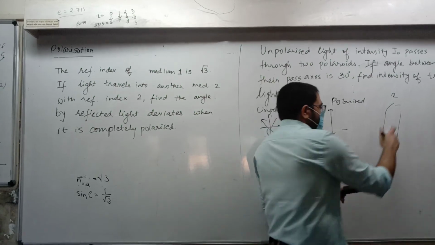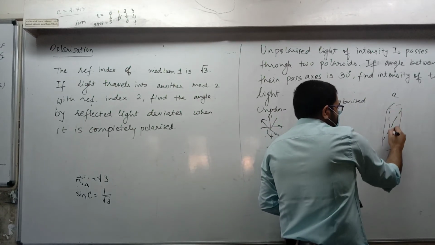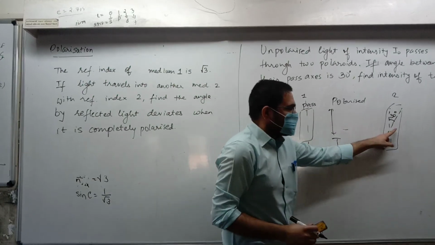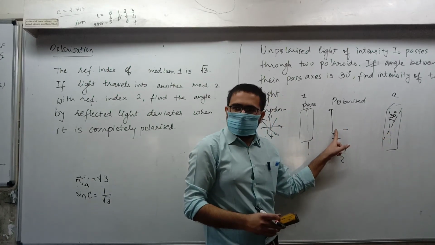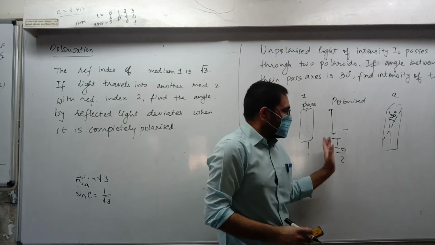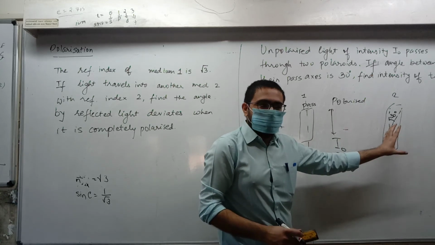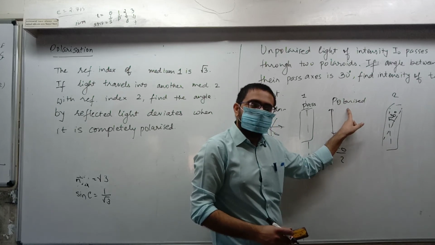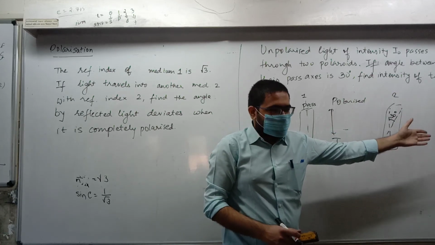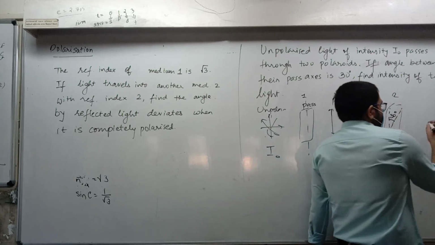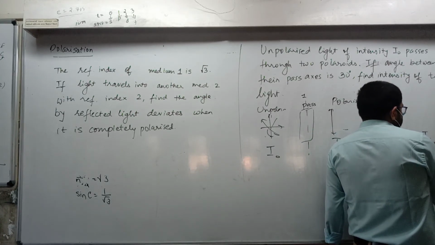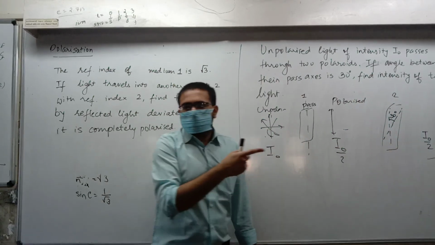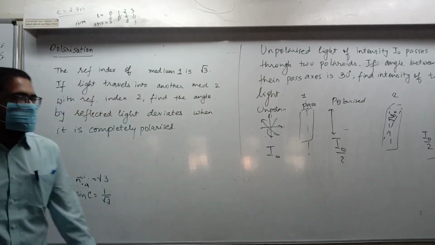Now the second Polaroid has its pass axis at how much angle? 30 degree with the first one. So 30 remains between these two. So now if this angle is 30 and this is I0 by 2, we have to use Malus law. When to use Malus law? When polarized light passes through a polarizer. So that's why here you will get I0 by 2 cos square 30. Clear? So that's going to be your final answer.